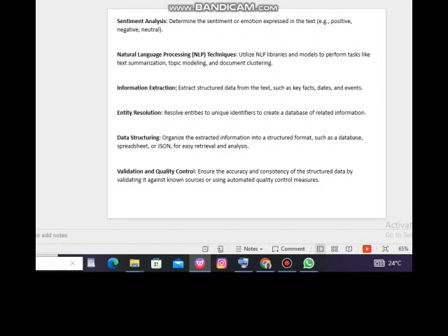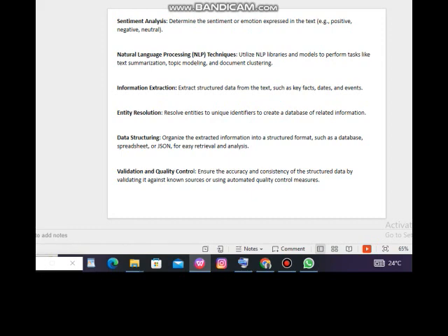Information extraction. Extract structured data from the text like key facts, dates, and events. Entity resolution. Resolve entities to unique identifiers to create a database of related information. Data structuring. Organize the extracted information into a structured format like a database, spreadsheet, or JSON for easy retrieval and analysis.